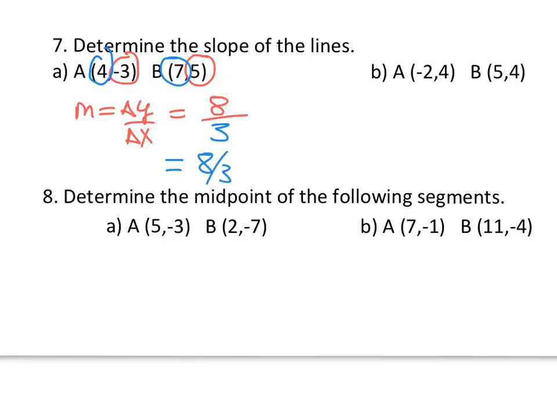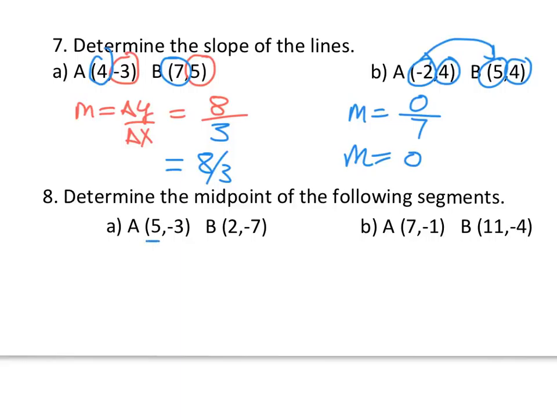In the next problem, the slope is again change in y compared with change in x. So the y goes from 4 to 4, so that's 0. The x goes from negative 2 to 5. So from negative 2 to 5 increases by 7, but 0 divided by 7 is 0, so that slope is 0.